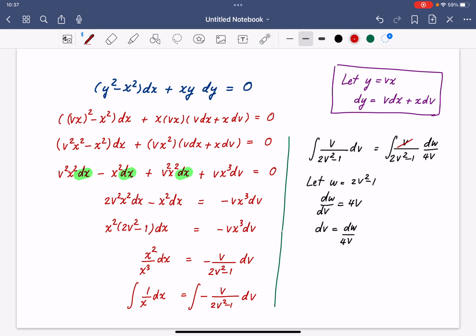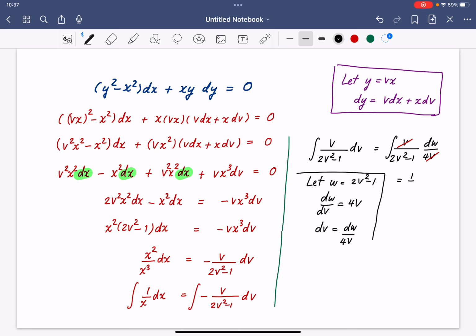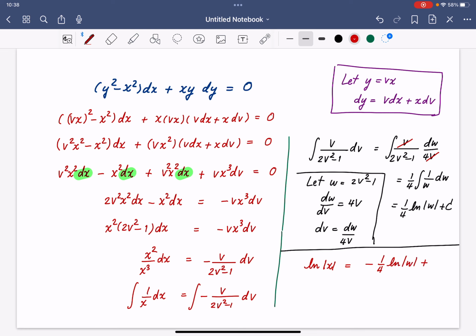And then now you cancel out here and here. So you get 1 over 4 integrate 1 over w dw, right? Because everything is in terms of w now. So it is actually 1 over 4 log absolute w plus c. Which means when you go back to the red one, you're gonna get log absolute x equal to minus 1 over 4 log absolute w plus c.